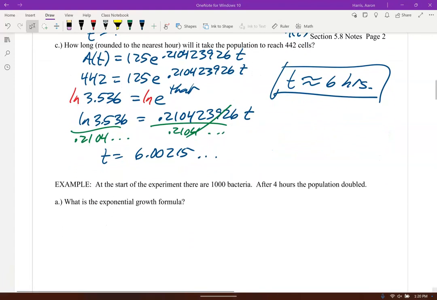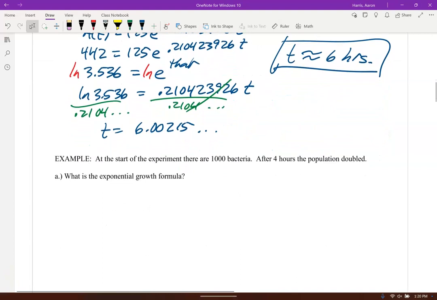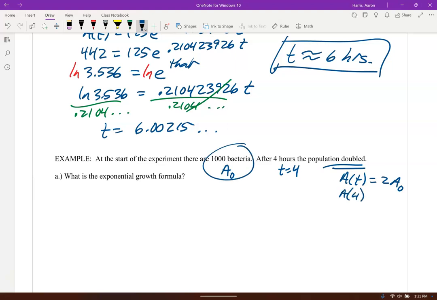Next scenario, now this time we have at the start 1,000 bacteria. That's our A sub 0. After 4 hours, the population doubled. So now, this is saying A of t ends up being double the initial amount. Well, I started with 1,000. After 4 hours, I must have 2,000 then. I must have double. Does that make sense?